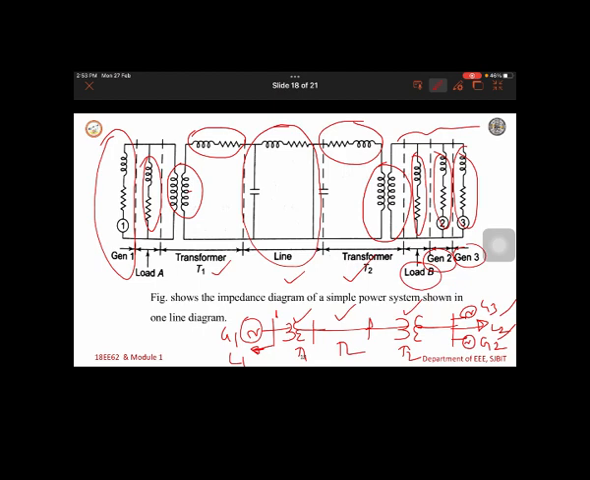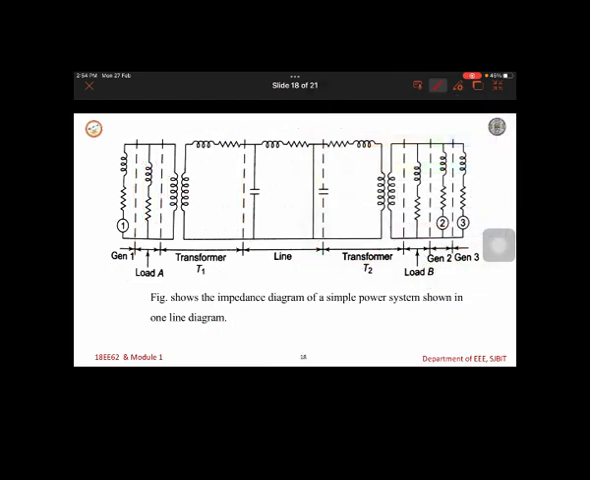So transformer 1, transmission line and transformer 2 are connected in series. Connect them in series. And here, generator 1 and load are connected in parallel. Yes, this is how we can write the equivalent circuit. Make sure you know the individual equivalent circuits of the individual components, and upon that you can easily write the impedance diagram.